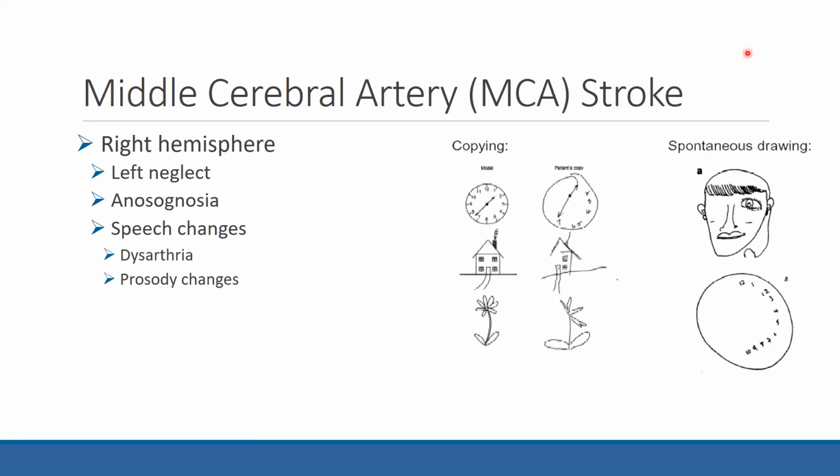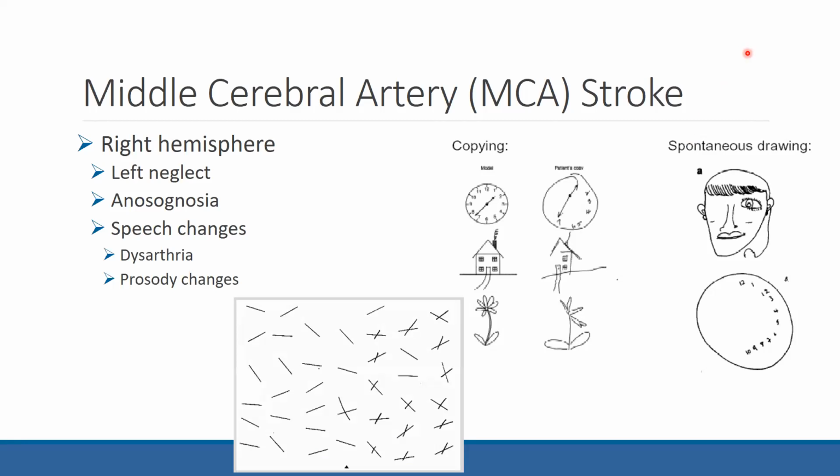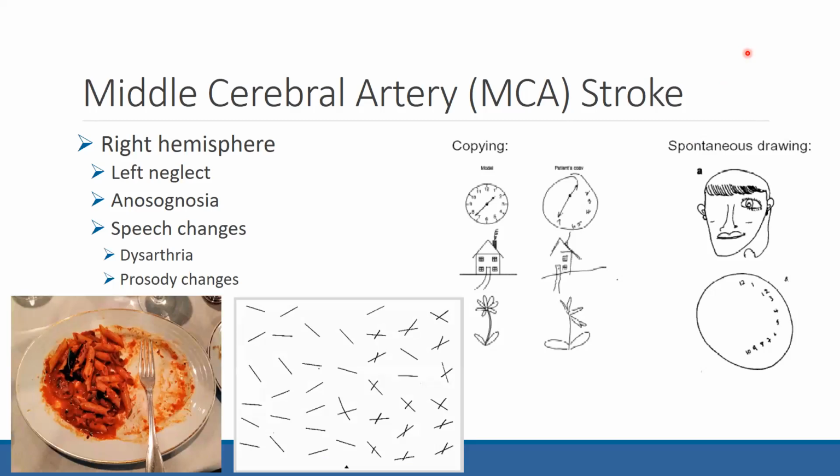And so this is a visual issue in that you ask them to cross out every line on the page and they do not attend to anything on the left side. You put a plate of food in front of them, they get upset because it seems like it's a really small amount because they're only seeing what's on their right side. They're only attending to what's on their right side. But this really affects all your senses.